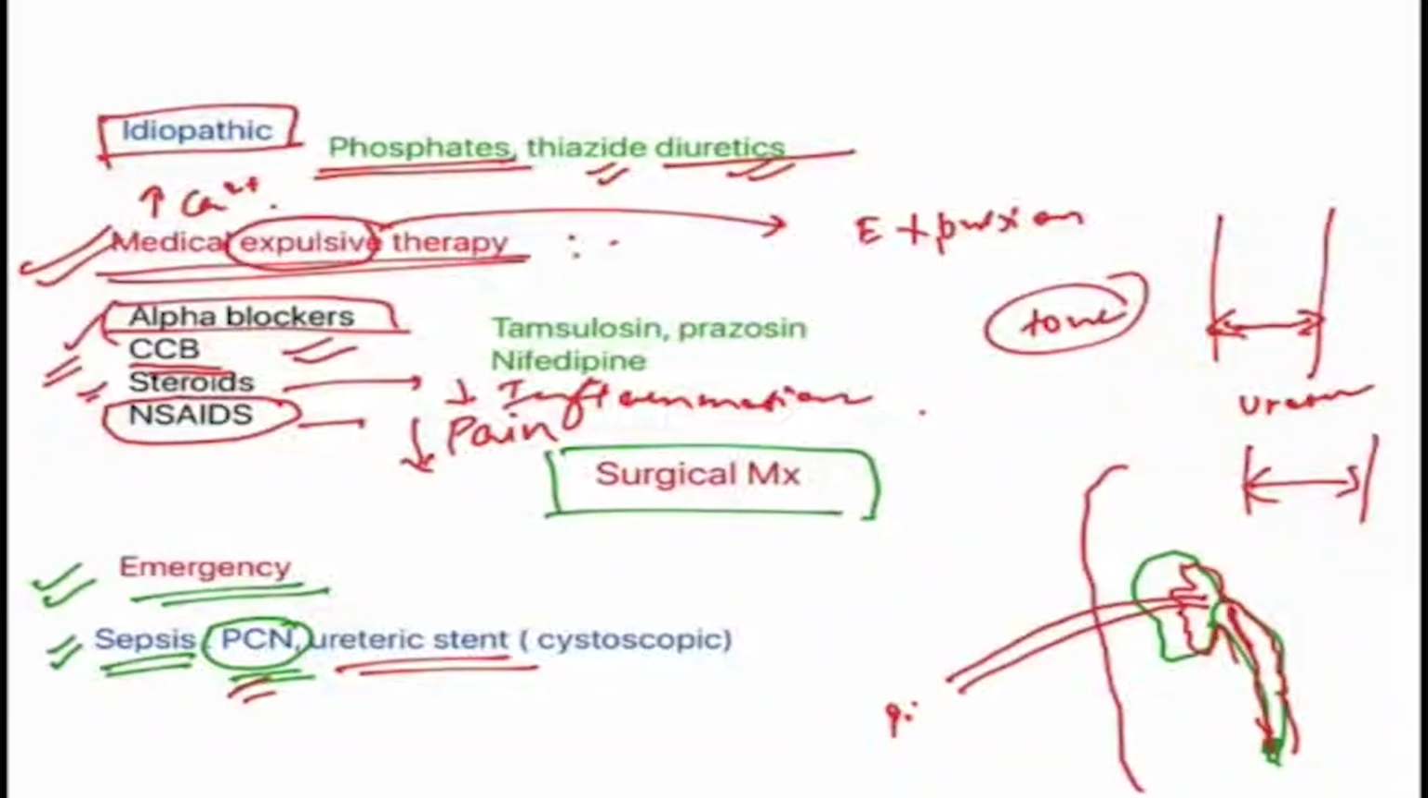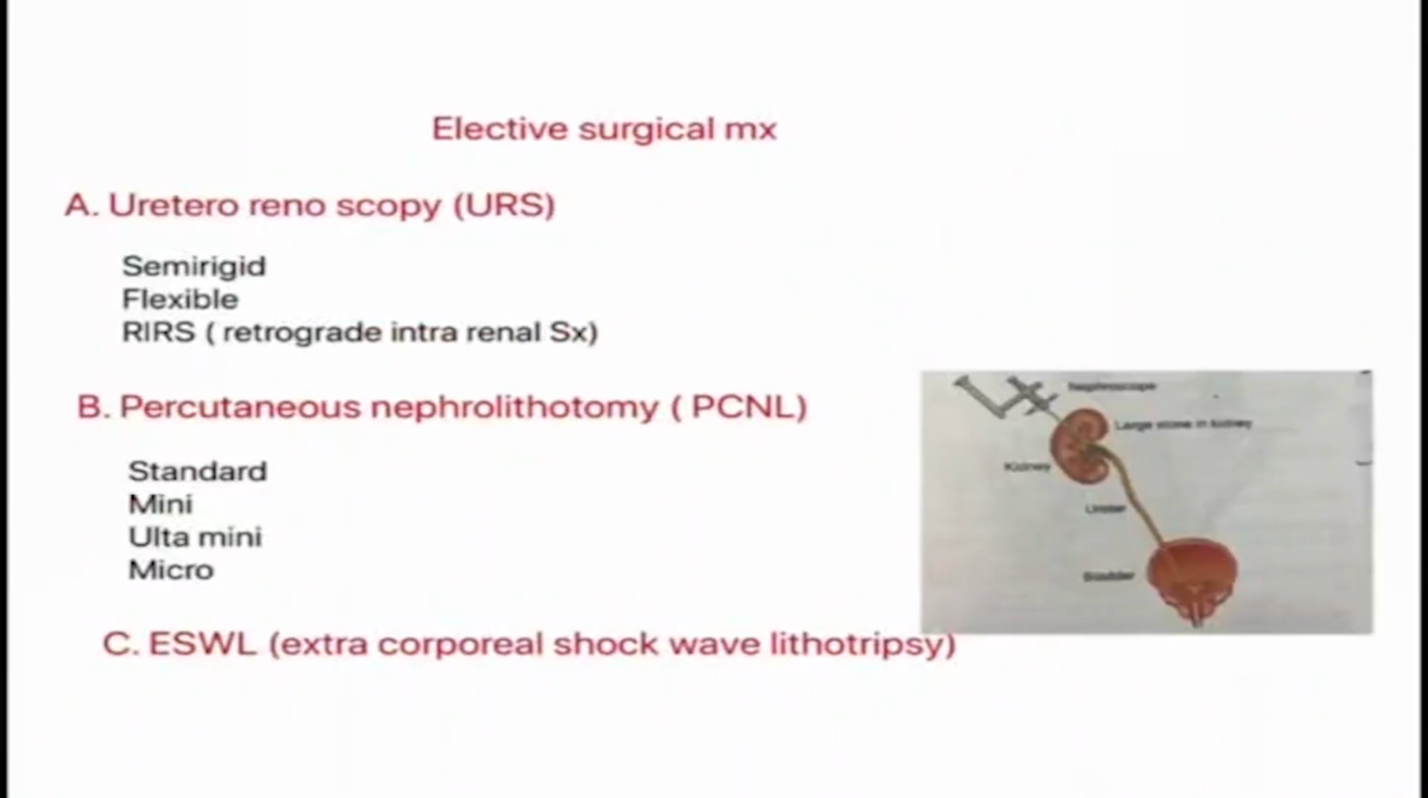Another, for a ureteric stone, is that under cystoscopic guidance we put a DJ, that is a double J stent, and this DJ stent helps in passing the urine by bypassing the stone. Once the active phase is over, then for elective surgical management of these stones, there are various methods.